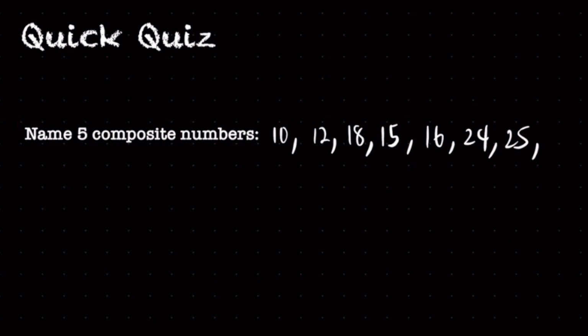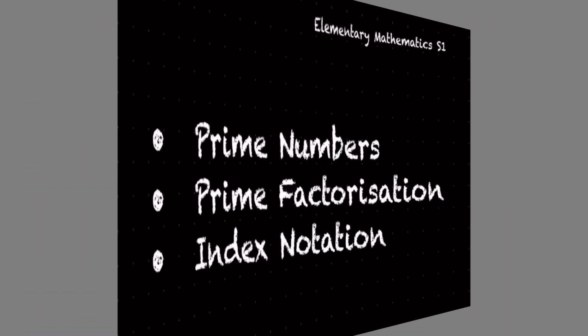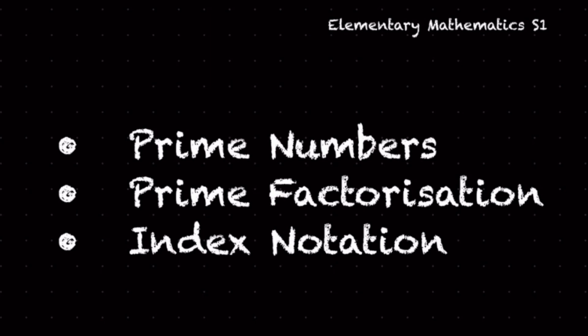Let's name 5 composite numbers. Let's see what comes to mind. 10, 12, 18, 15. Anything else that is not a prime number? I like 24. A lot of factors. 25, 26. So many. Did we get the same numbers? Now we are done with prime numbers.